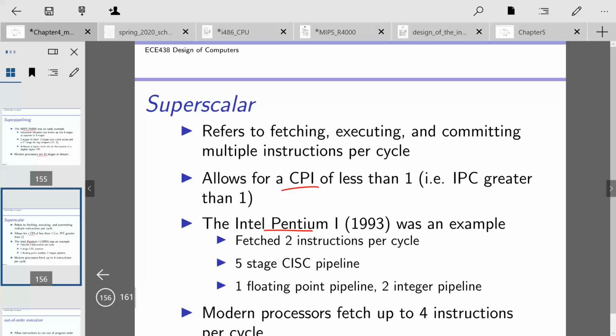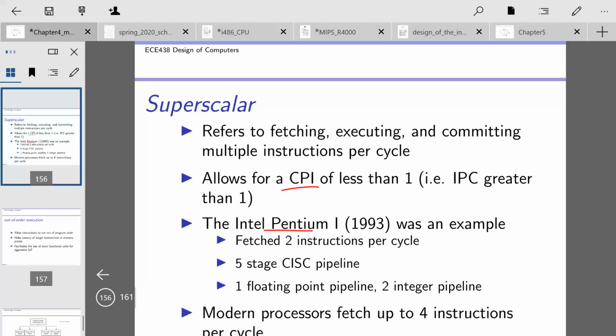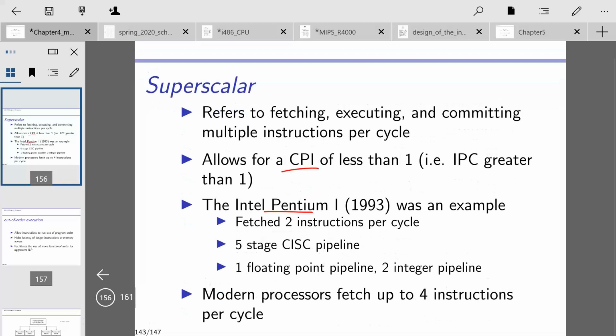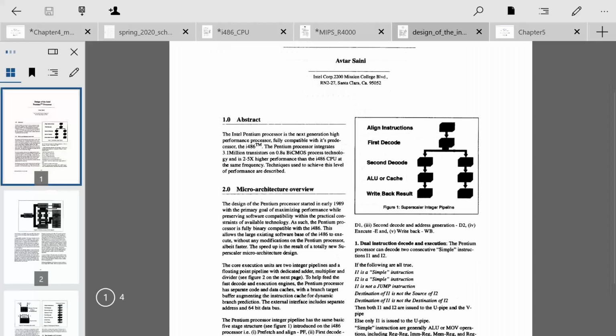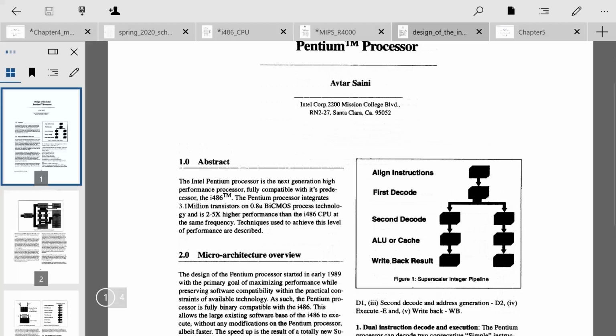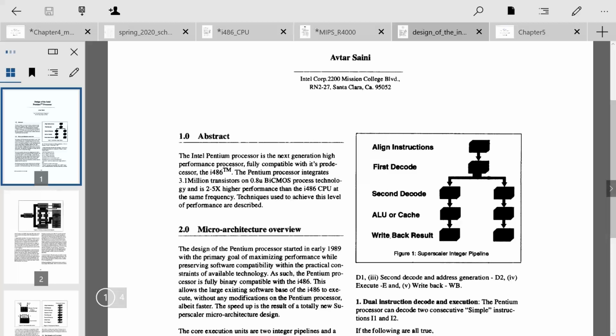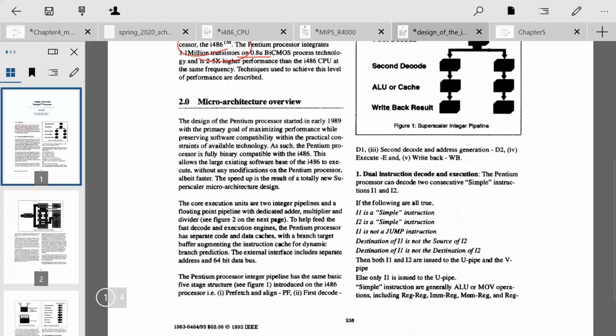Here I mention an example, the Pentium. Okay, and I've got a paper to show you on that one. Let's go take a look at that. Here it is, the design of the Pentium. This paper talks about its predecessor, the 486, which we just finished talking about. It's implemented in a 0.8 micron process technology, which is what the R4000 was implemented in. This paper came out in '93, a year after the R4000 paper came out.